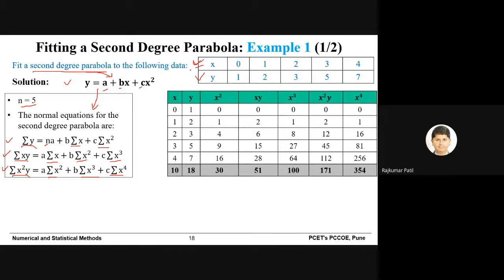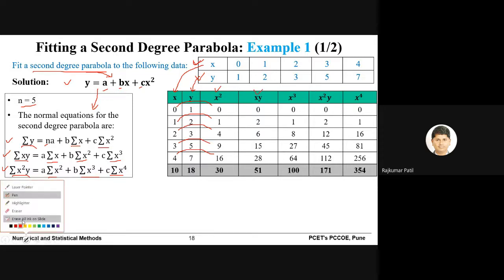So in column number 1 write the values of x. So they are 0, 1, 2, 3, 4. In column number 2 put the values of y. 1, 2, 3, 5, 7, correct. Then complete third column, that is x square. So 0 square 0, 1 square 1, square of 2 is 4, square of 3 is 9, square of 4 is 16.